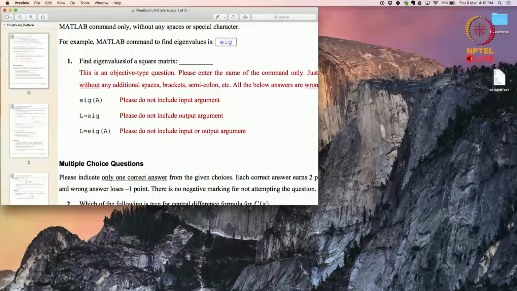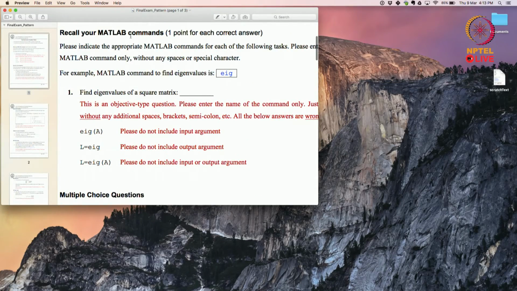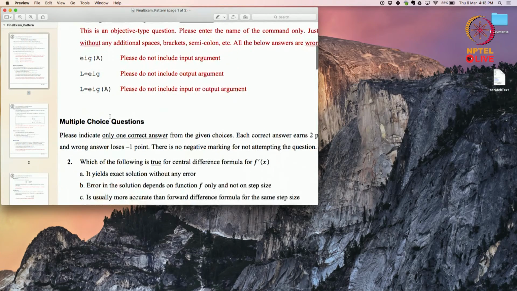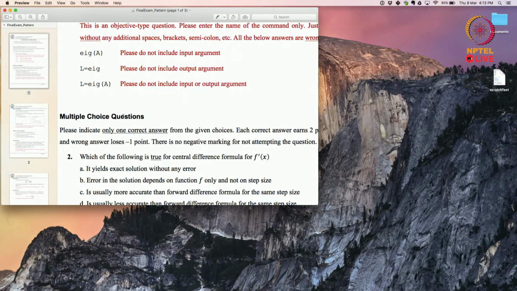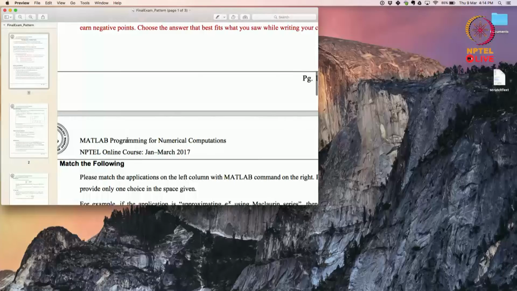Just to repeat what I said, we have 5 questions of the first type, which is to recall your MATLAB commands. There will be 7 questions of the multiple choice type. So, MCQs are 7 in number. They are based on things that you have seen in the video lectures and or the assignments. So, they test your fundamentals that you learned while going through this particular course. So, there are 7 of this type.